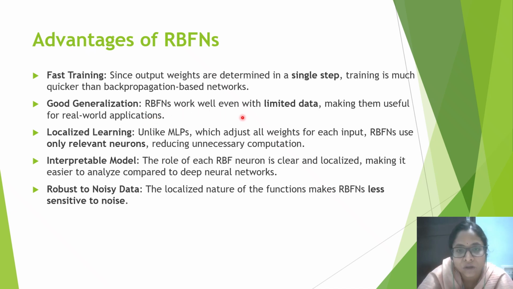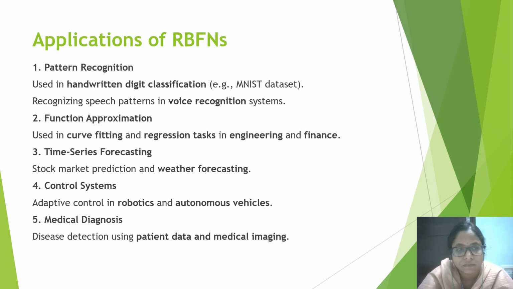Radial basis function networks work well even with limited data, making them useful for real-world applications. Then localized learning gives an interpretable model. That is, the role of each radial basis function neuron is clear and localized, making it easier to analyze compared to deep neural networks. They are also robust to noisy data.